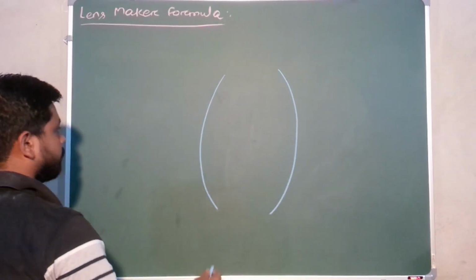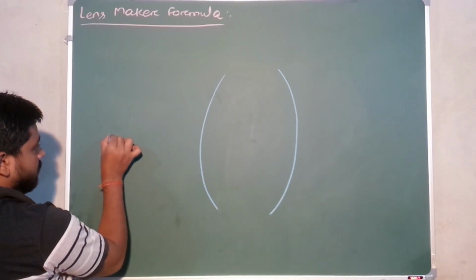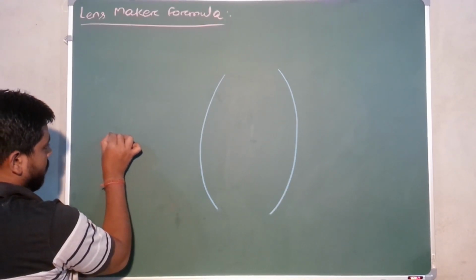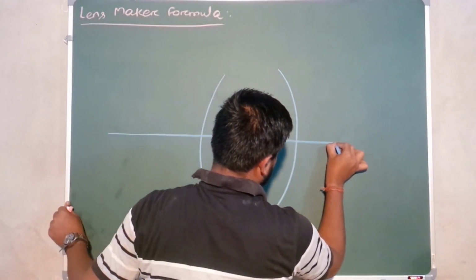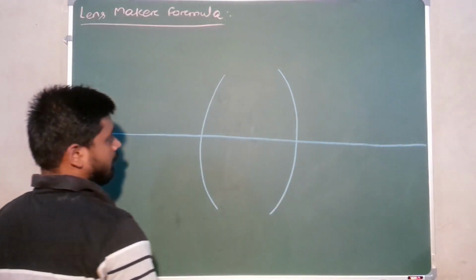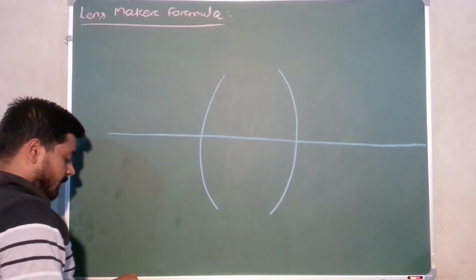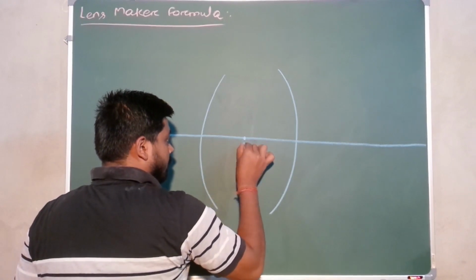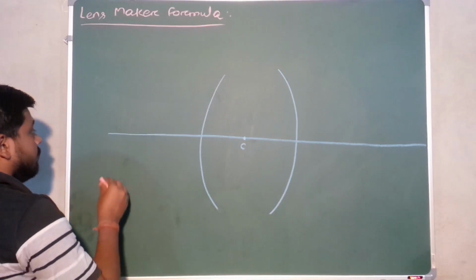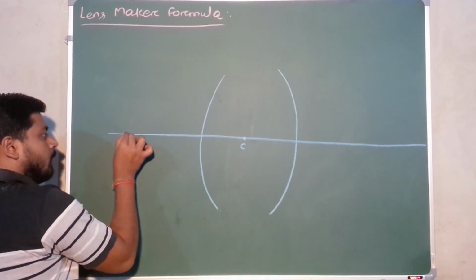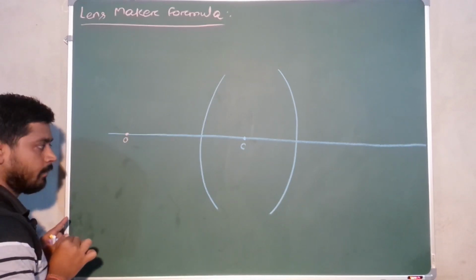Then let us draw a principal axis. Let this be the principal axis. This lens has optical center C. We have a point object O here.